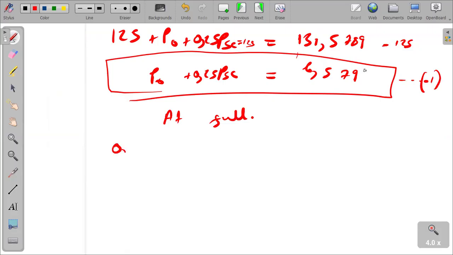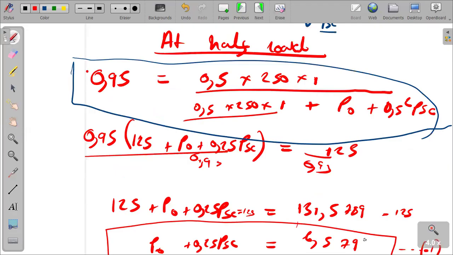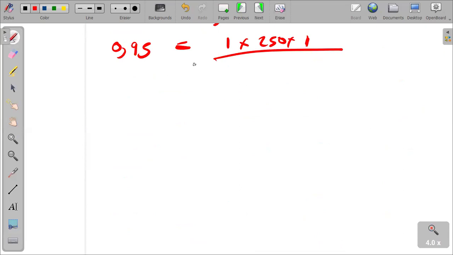We were told that the efficiency is still the same. Even at full load, it's still 95%. So we can now say K is 1 times 250 times 1, right? Divided by, remember, that's our power factor. We were told the power factor at unity is unity, so cos of theta there is 1. That's our power factor, right?